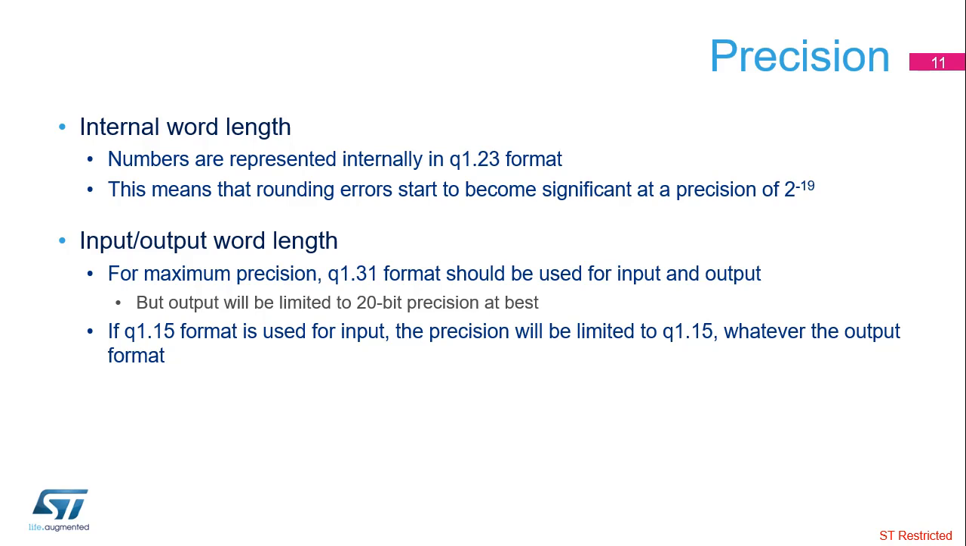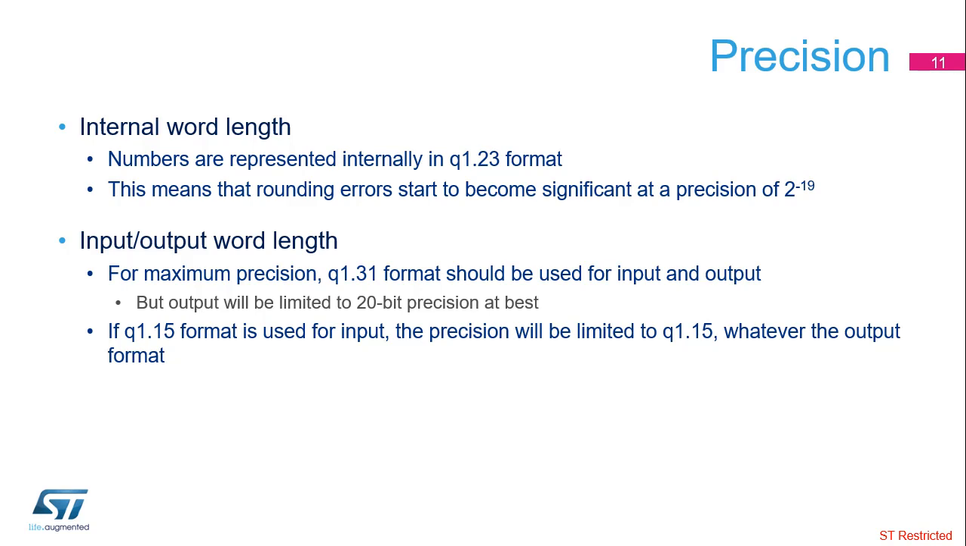The format of arguments and results is independently programmed in the fields arg size and res size of the Cordic CSR register, either Q1.15 or Q1.31. Internally, the Cordic accelerator implements the Q1.23 format. This means that rounding errors start to become significant at a precision of 2 to the power of minus 19.